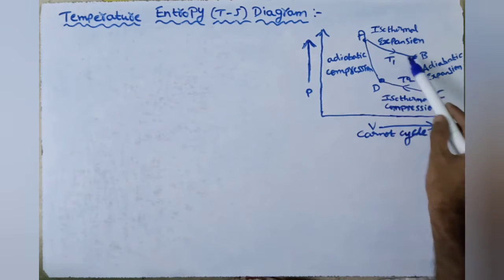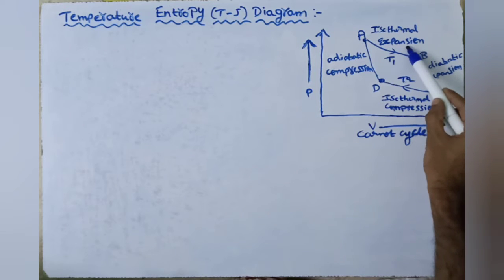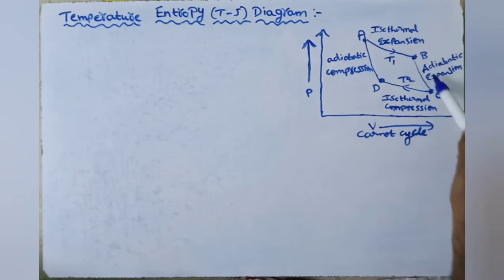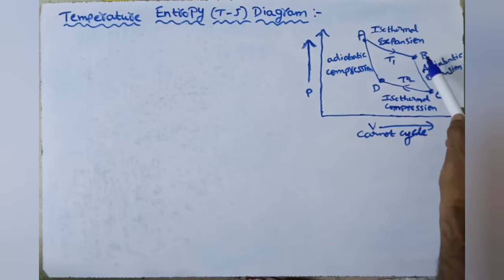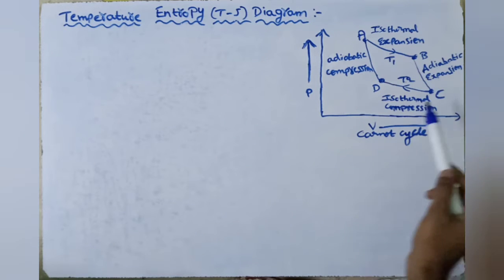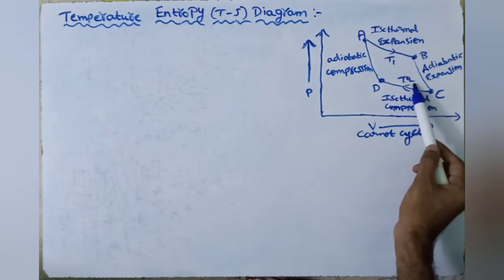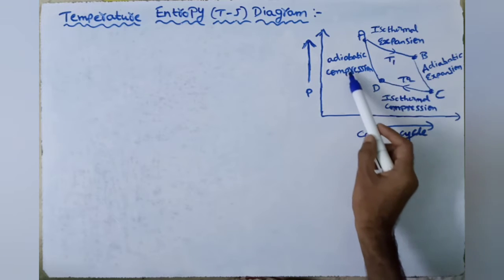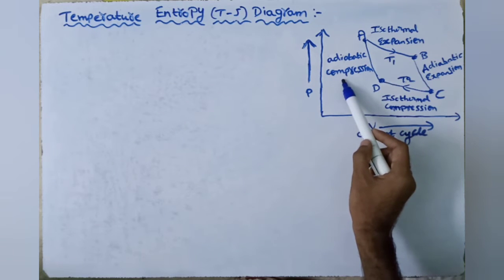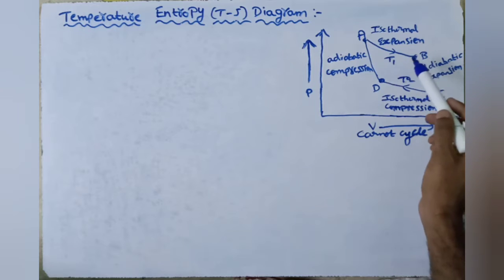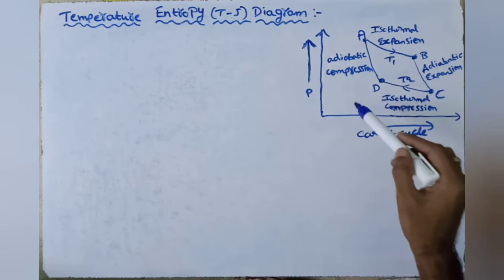Here, this AB curve represents isothermal expansion at the temperature T1 of the source, and this BC curve represents adiabatic expansion where temperature falls from T1 to T2. This CD curve represents isothermal compression at temperature T2 of the sink, and the AD curve represents adiabatic compression where temperature increases from T2 to T1. The working substance undergoes all these four processes.